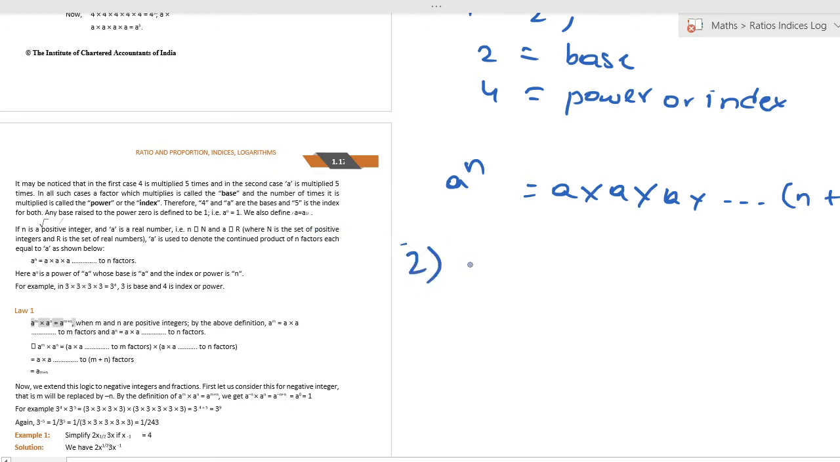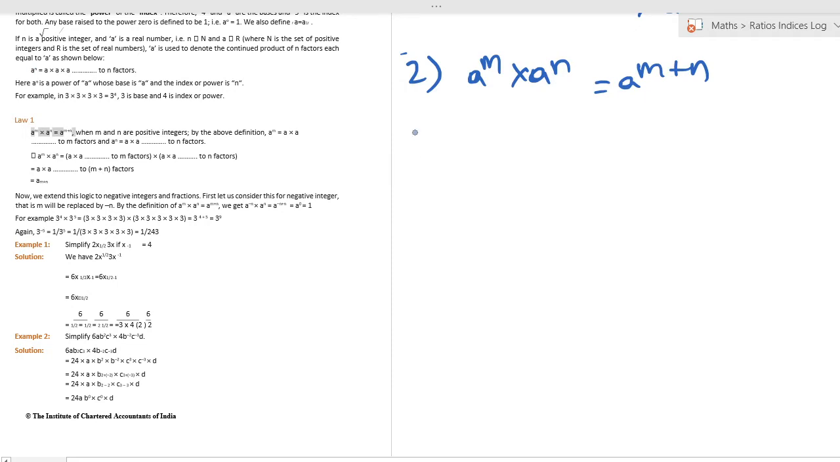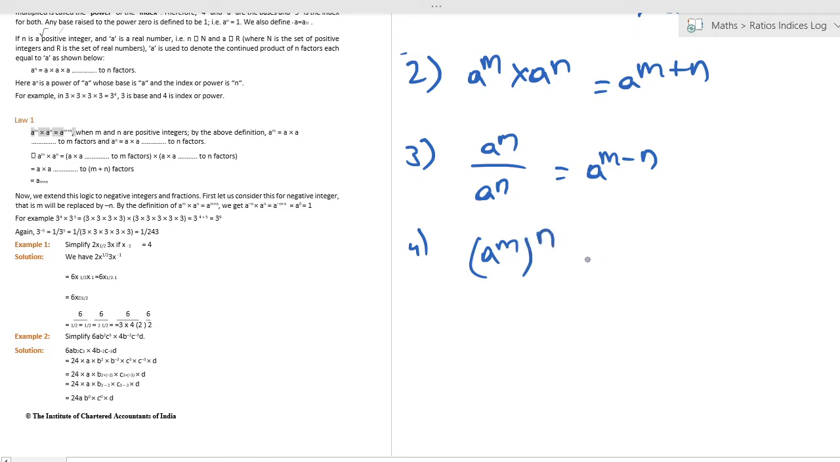And next formula in indices is a power m into a power n. It is nothing but a power m plus n. Third one, a power m by a power n equals to a power m minus n. A power m whole power n equals to a power mn. A power 0 equals to 1. Anything to the power 0 equals to 1.